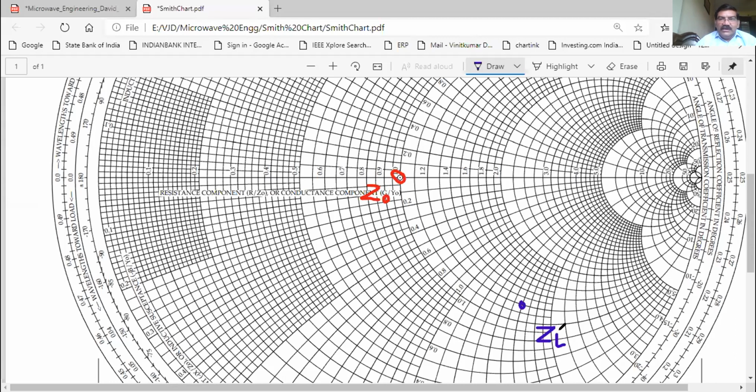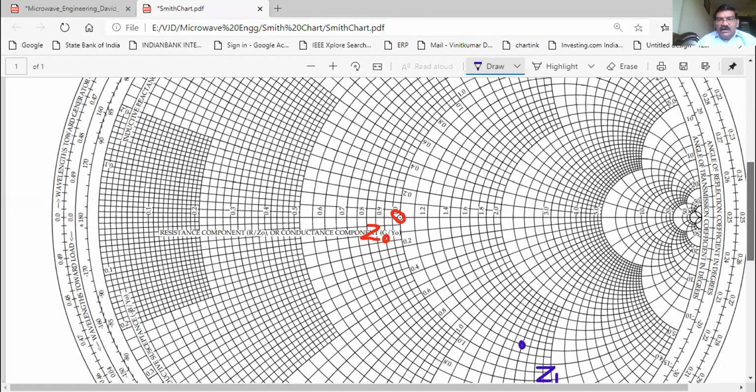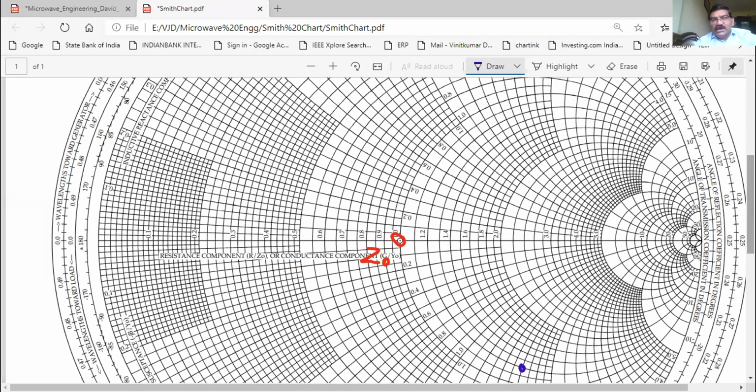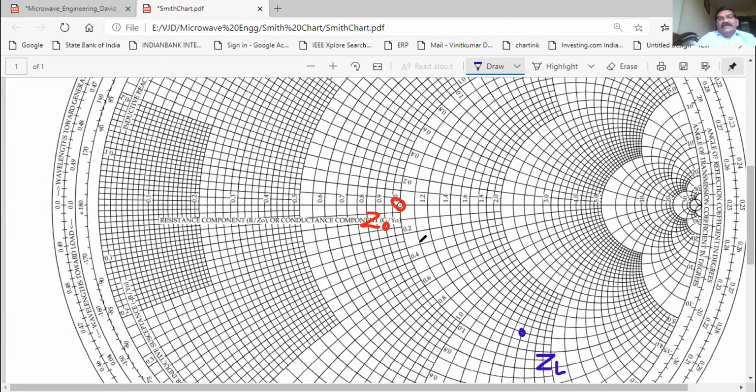How will we proceed? As we know, this is the shunt stub. So for the shunt stub, what do we require? We have to convert ZL into YL, and Z0 into Y0. Z0 is at the origin, so it will remain as Y0. So 1 by 1, it will remain the same point. Don't worry about Z0 because it has only the real part.